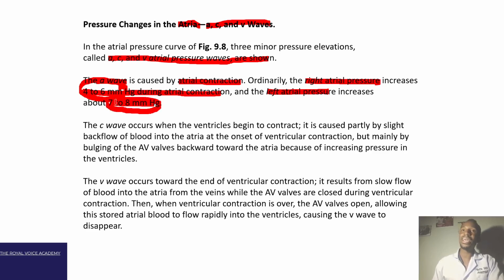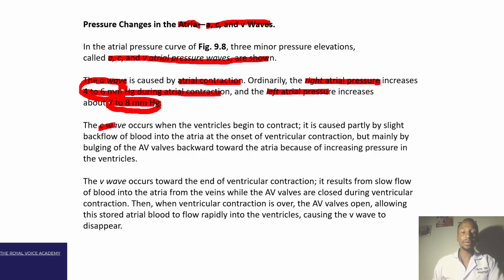Your right atrium will always have lower pressure as compared to your left atrium. And the pressure in the right atrium is normally between 4 to 6. The pressure in the left atrium is normally between 7 to 8. Those differences are critical for you to know.